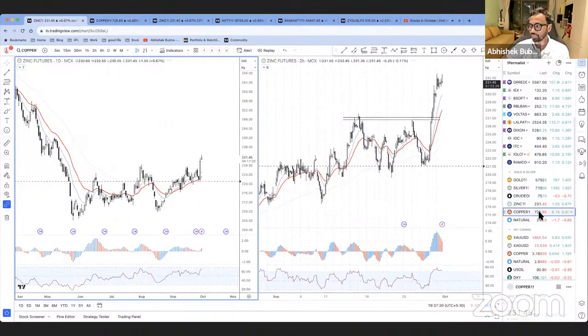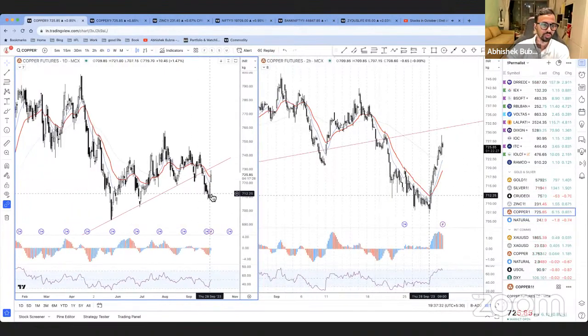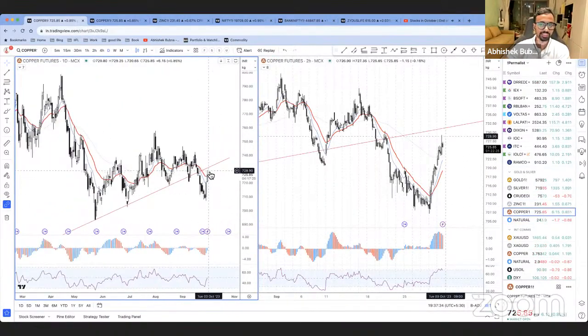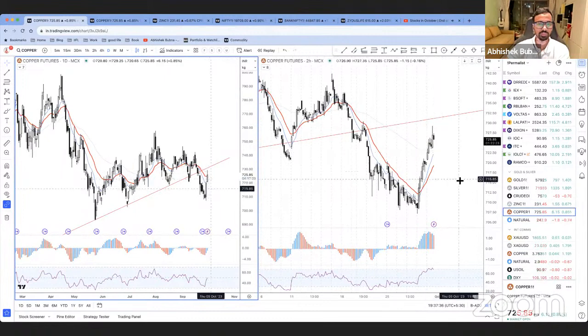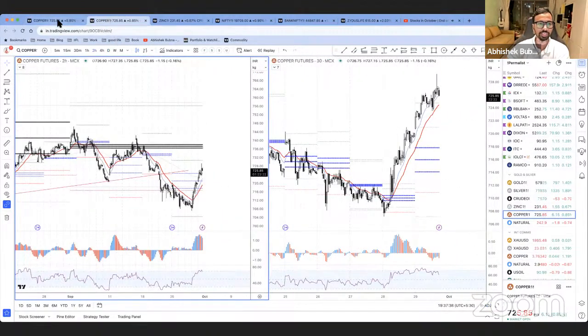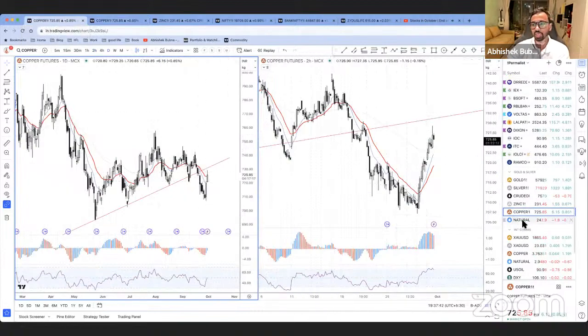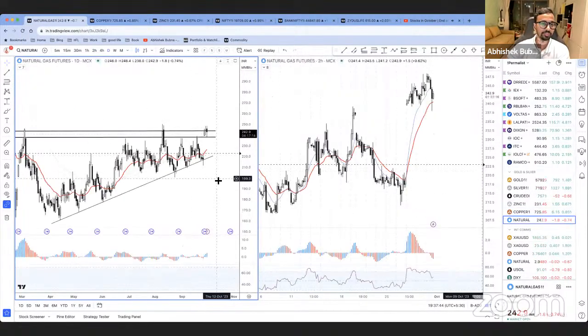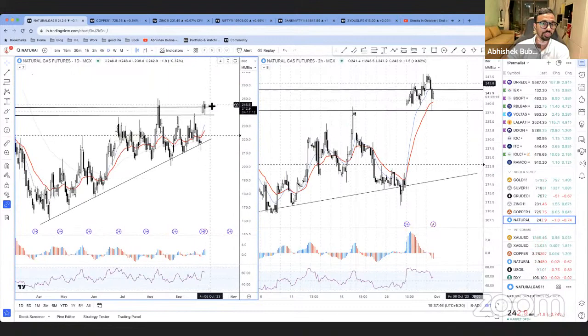Copper, let us look at it here. Copper testing its resistance, and if it gives us a bearish divergence, we'll look to sell, but abhi kuch hai nahi. So next week, during the week, we'll let you know. Abhi kuch nahi hai. And natural gas, it is at resistance, so we are looking for either a breakout or maybe a correction. Isme weekly mein bearish divergence tha.